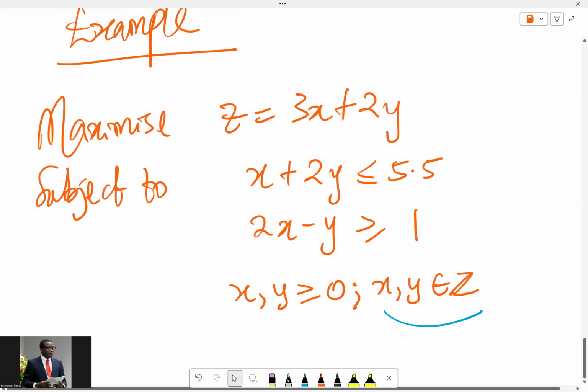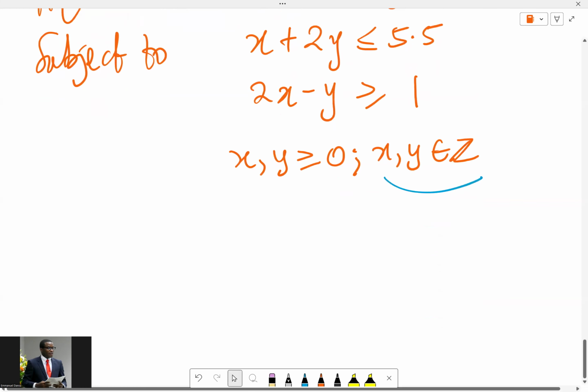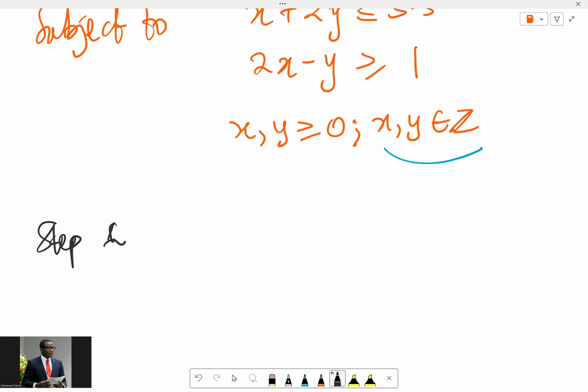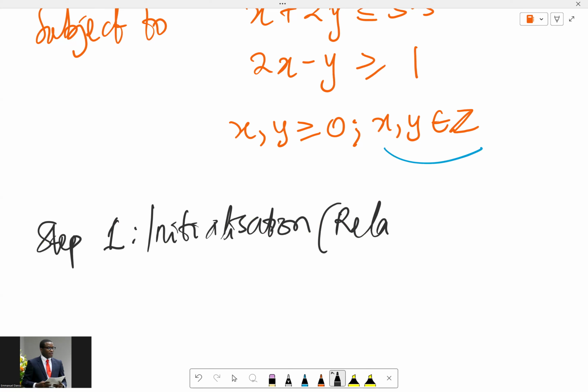But before we start, we can follow the steps we've just listed. Let's talk about step one. Step one is the initialization stage. That is where we talk about the relaxed LP solution.